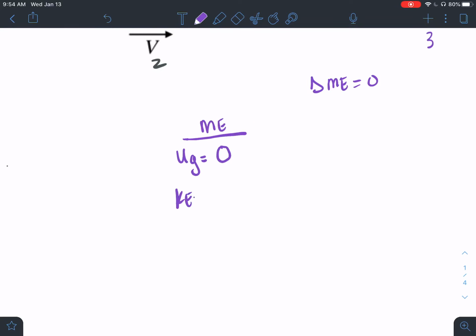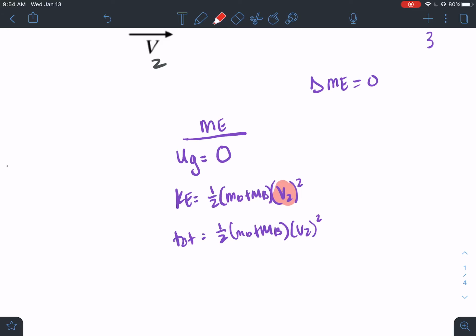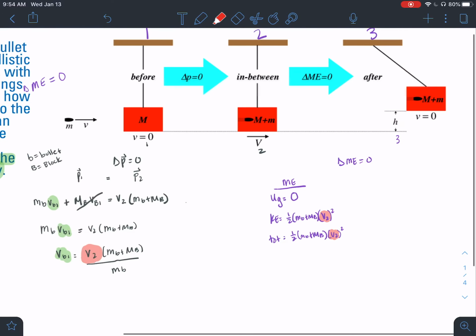Then its kinetic energy, we know it's 1/2 the mass. So the mass here is the combined masses, and the velocity squared. And then this is that velocity at 2. This is the velocity that we're actually trying to find. So our total mechanical energy at this point is just that kinetic. So once again, that was the mechanical energy at this point.